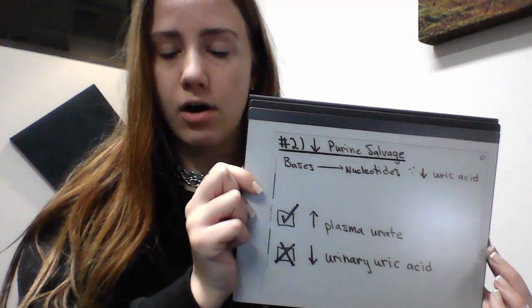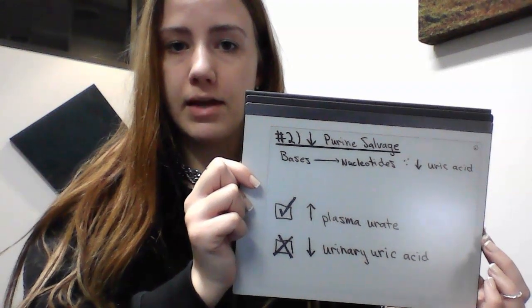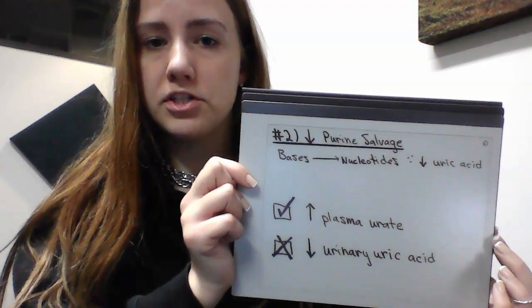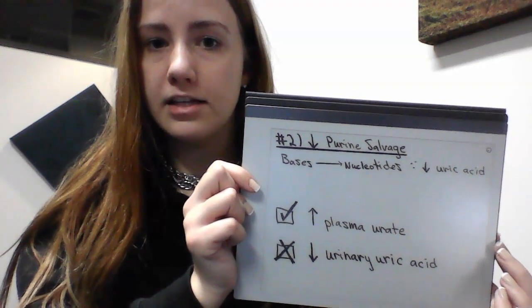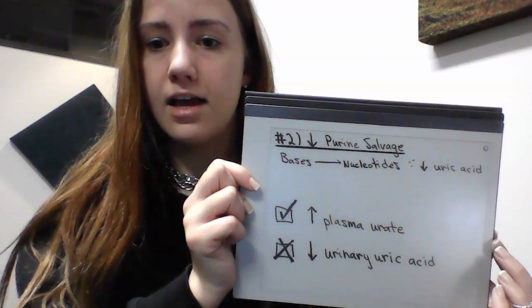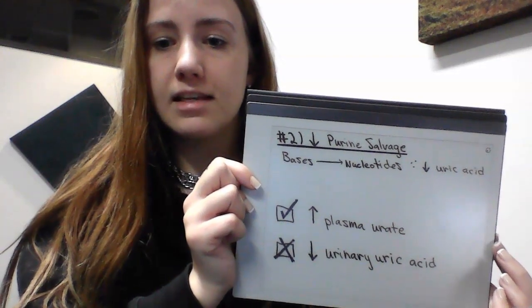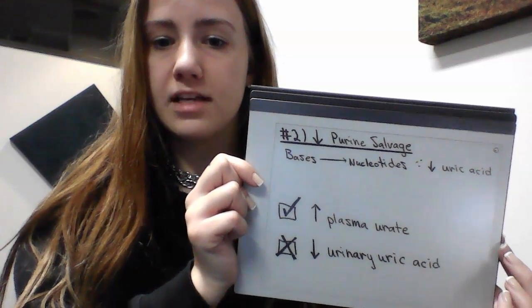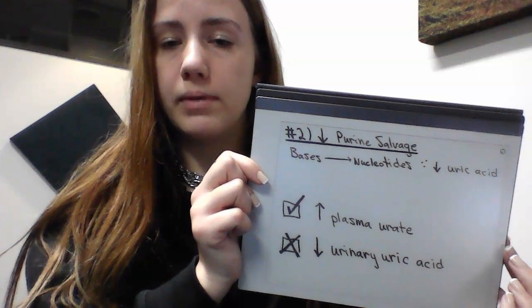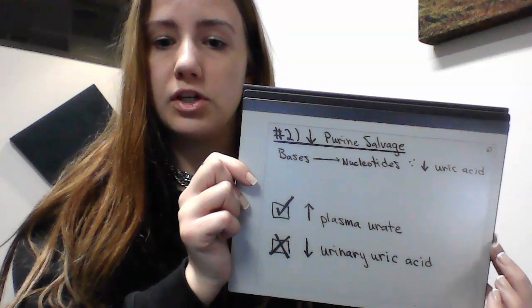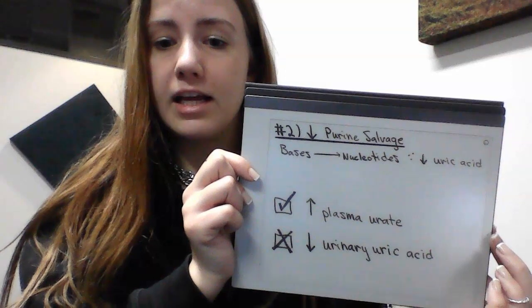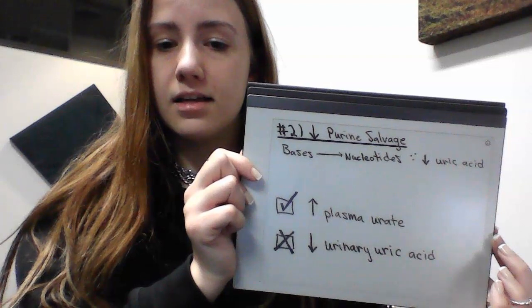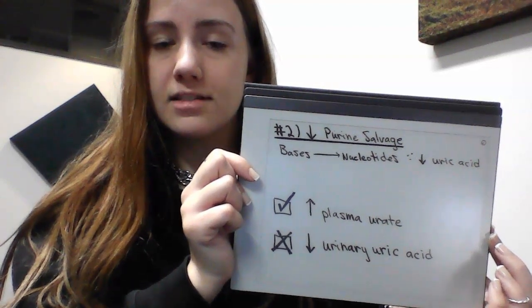So for the second option, I do not believe that the patient suffers from a decrease in purine salvage. Purine salvage is where purine bases are converted back into nucleotides in order to decrease the production of uric acid. If we had a decrease in purine salvage, that would mean that more of the bases were being degraded into uric acid, and we would expect once more an increase in urinary uric acid. This does not correlate to the patient's symptoms.